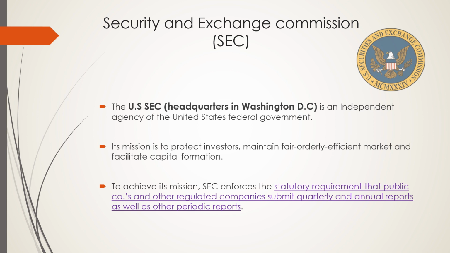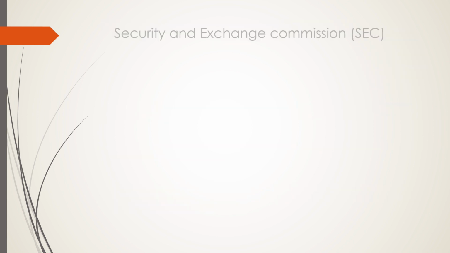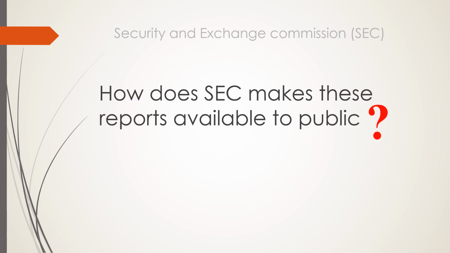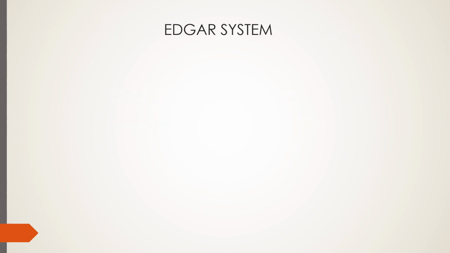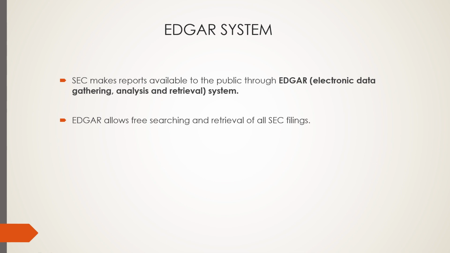These quarterly, annual, and other reports which companies file with SEC are also made available to the general public by SEC. So how does SEC make the reports available to the public? Well, SEC has an online database system called EDGAR. EDGAR stands for Electronic Data Gathering, Analysis and Retrieval. Investors can access reports filed with SEC through the EDGAR system.